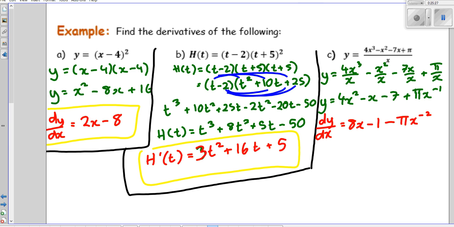Negative 1 times pi. No. Oh, that one. Yeah, that one, because that one is minus 1x, and the exponent's 1. 1 times 1 is negative 1. X to the 0 is just 1. So when it's something like 7x or 8x, it just becomes the number, the coefficient, because the x to the 0 is just 1.